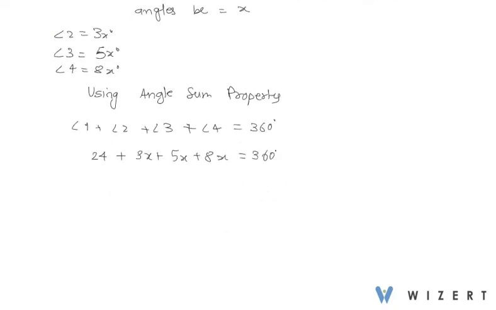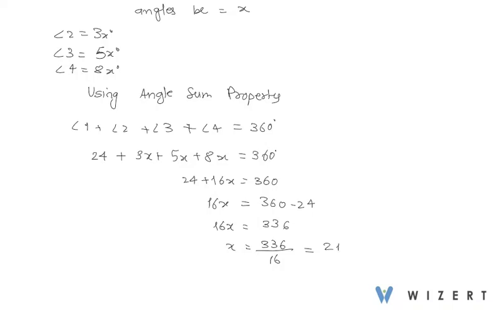Now 3x plus 5x is 8x, 8x plus 8x is 16x. So 24 plus 16x equal to 360. So we can find 16x equal to 360 minus 24, which is equal to 336. So x will be equal to 336 divided by 16, which is equal to 21. We got the value of x as 21.